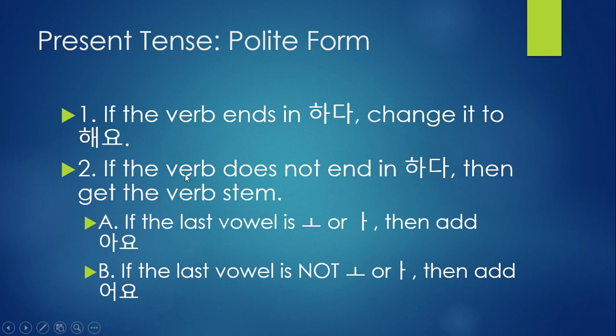Number two, if the verb does not end in hada, you get the verb stem. Check the verb stem. If the last vowel is o or a, then add ayo. If the last vowel is not o or a, then add oyo. Take note, it's last vowel. It doesn't say last character. It's possible that you can have a consonant ending, but the last vowel is the one that you check. Check the last vowel, not the last character. The last vowel.